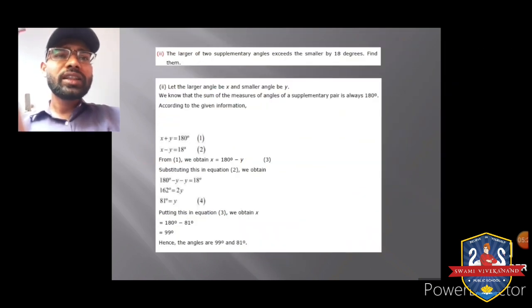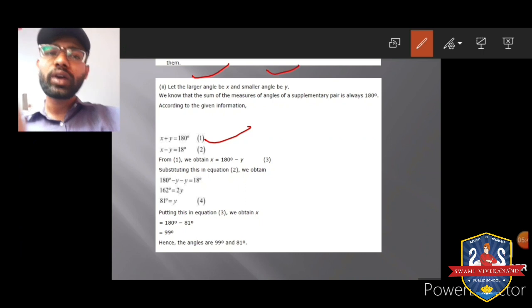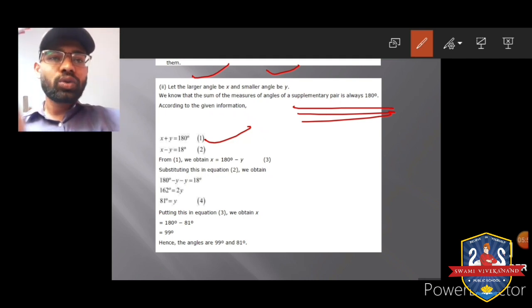Second question: the larger of two supplementary angles exceeds the smaller by 18 degrees. Find them. What do you mean by supplementary angles? The sum of whose is 180 degrees. So let the larger angle be x and the smaller angle be y degrees. Supplementary angles means the sum of the angles is 180 degrees. So x plus y is equal to 180 degrees, and the difference of the angles is 18.